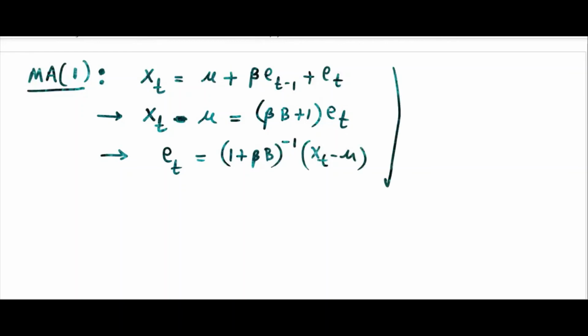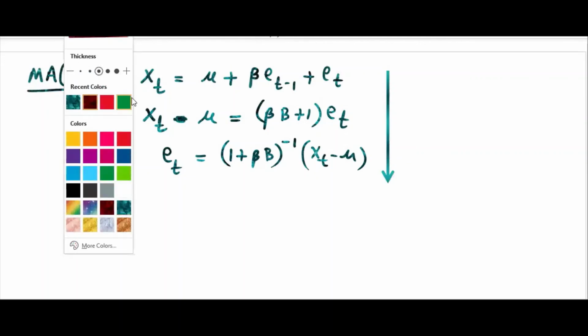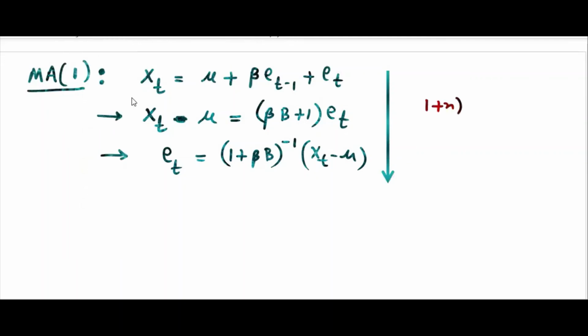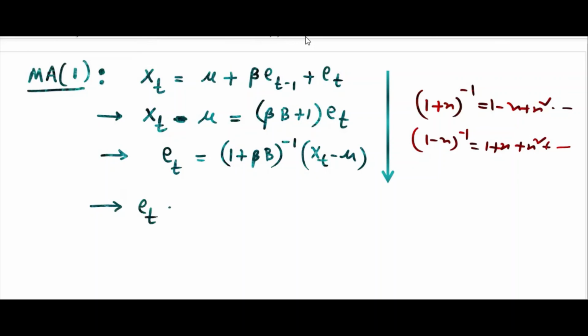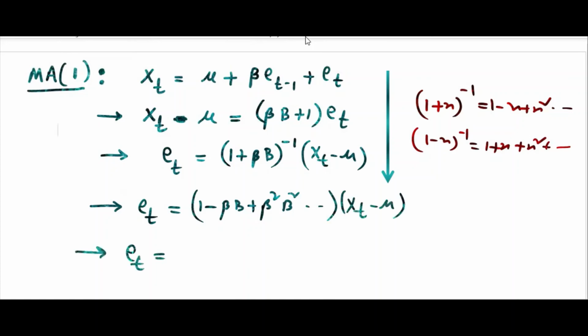Also remember this simple formula, 1 plus x inverse, and 1 minus x inverse. Here you get all the terms positive. Here you get 1 minus x plus x square alternatively. So we'll use that. Et will be equal to 1 minus beta B plus beta square B square, that way it will continue, times xt minus mu, and then et will be equal to, you can multiply this one.